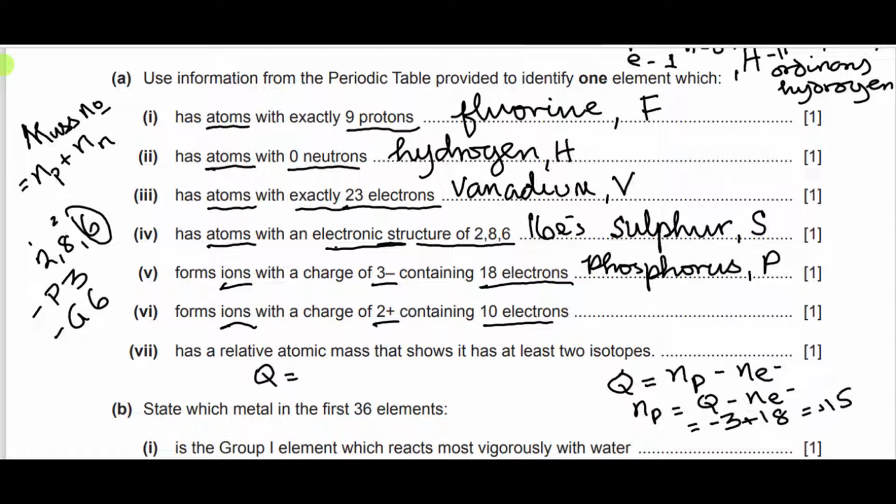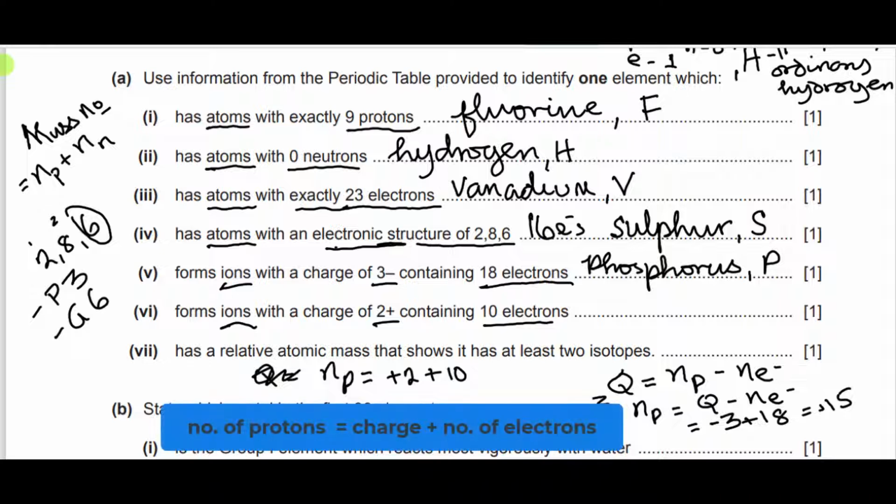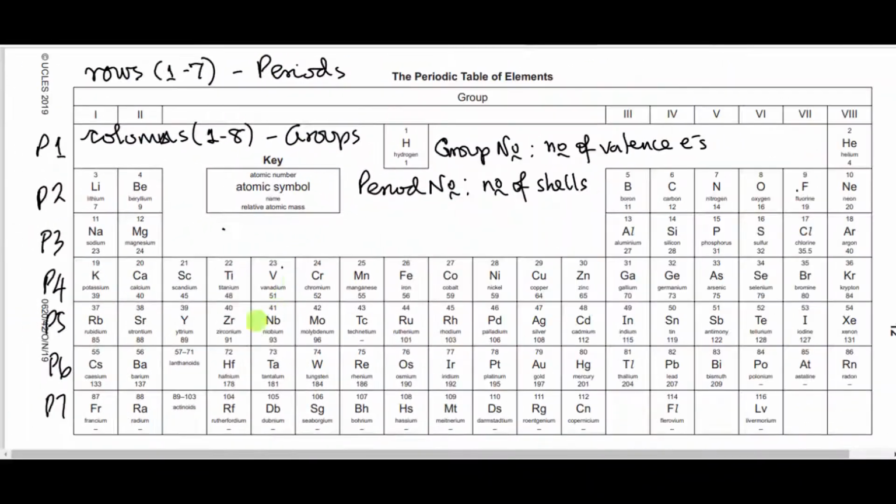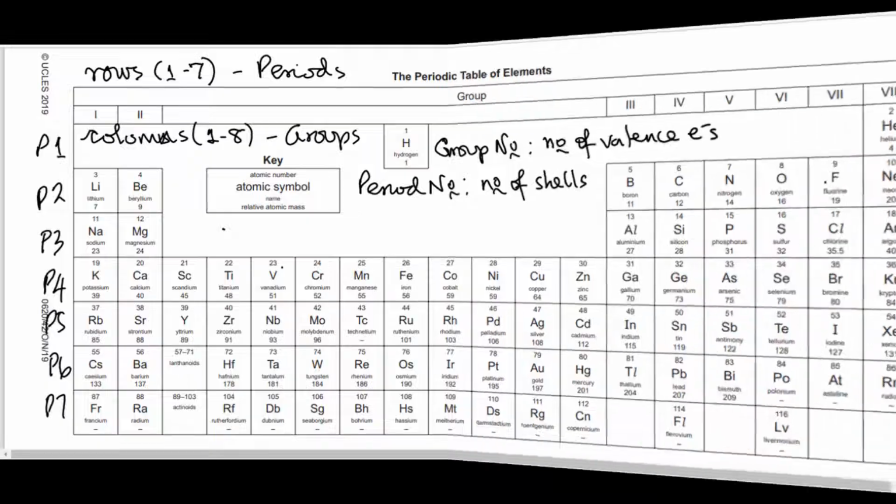the number of protons. We need to know the number of protons in order to locate it on the periodic table. The number of protons will be +2, right? Plus the number of electrons, which is 10. This is our formula here, right? +2 plus 10, which gives us 12, right? So the element with atomic number 12 would be the answer. That is magnesium. Good. Magnesium.